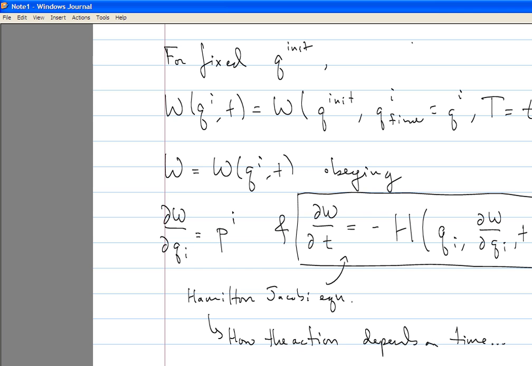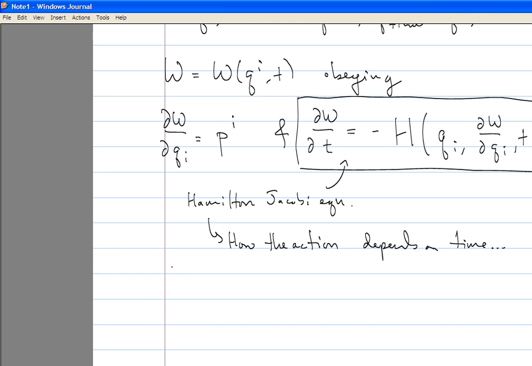I would like you to stare at that equation in the box for a few minutes. So let's think about what this equation is saying. This equation is saying that if you take the action of the system, evaluate it on a classical path, and you fix the initial conditions, then this is a function of two things. It's a function of position and time. And the time derivative is equal to the Hamiltonian. Now, hopefully this statement is somewhat familiar to you.